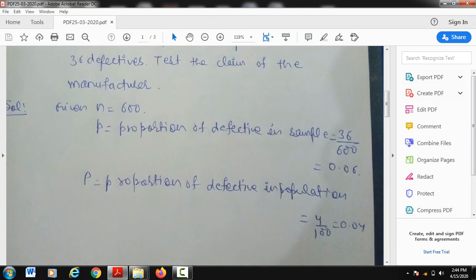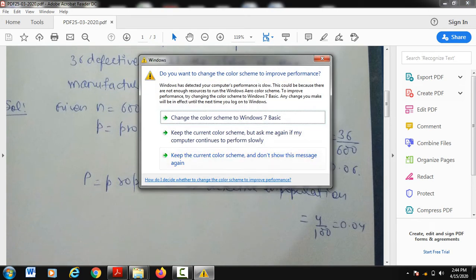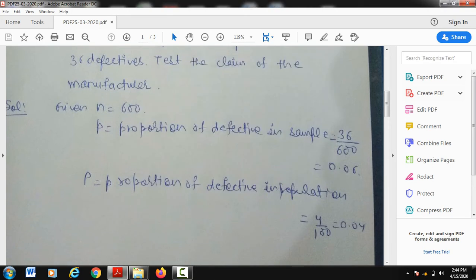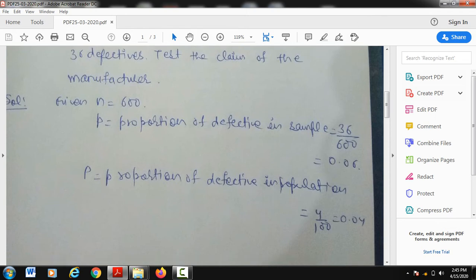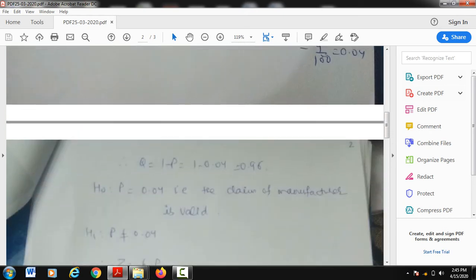So small p will be calculated like this. This is the proportion of the defective product out of the total production. So 36 divided by the total, 600, comes to be 0.06. Now capital P is taken for the proportion of defective production for the population. It is given as 4%, that is 4 over 100, 0.04. So capital Q is given by 1 minus P, that is 1 minus 0.04, that is 0.96.